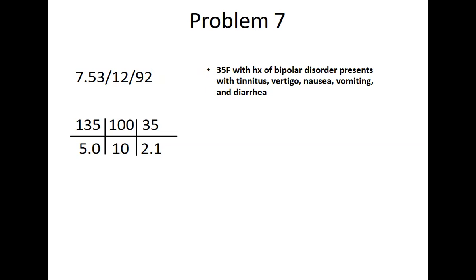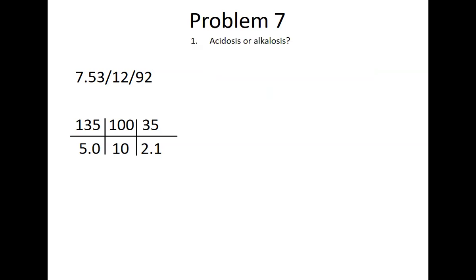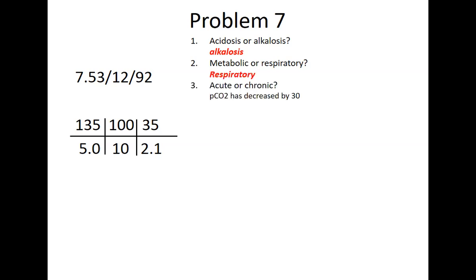So, a 35-year-old with bipolar who came in with tinnitus, vertigo, nausea, vomiting, diarrhea. pH of 7.53, PCO2 of 12, bicarb of 10. So acidosis or alkalosis? Metabolic or respiratory? Respiratory, right? Our arrows are going in different directions, right? So this is a respiratory alkalosis, acute or chronic.